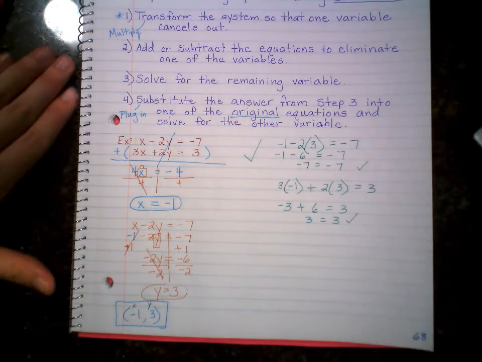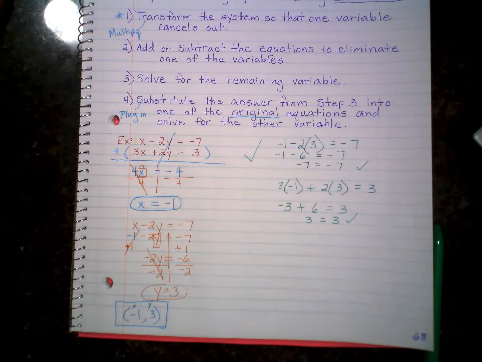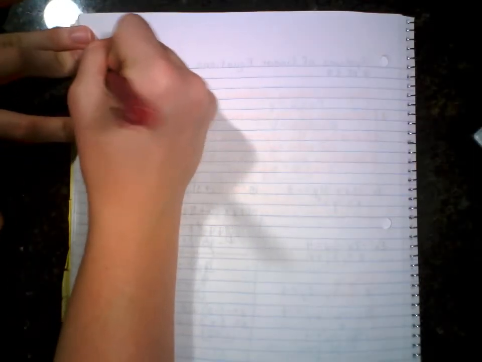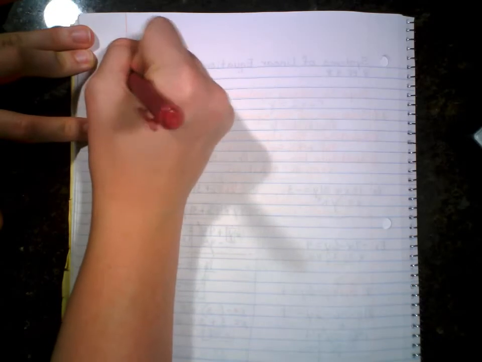Okay, so that was our first example. All right, I'm going to flip my page so I have more room and keep on going. All right, example 2. Oh, why did I write 2? Oh, well. Example 2. Okay, so we're going to solve the system of equations.